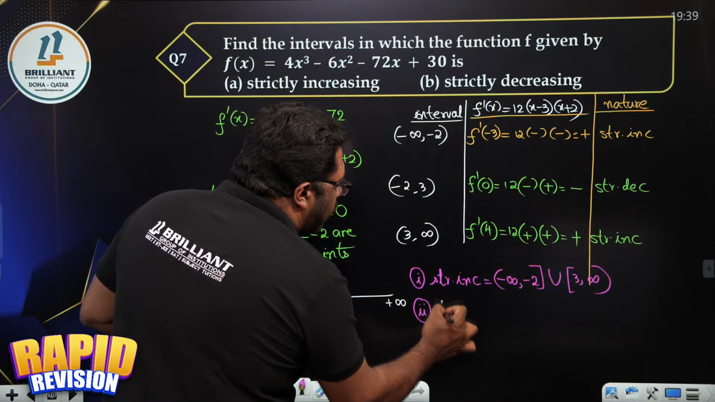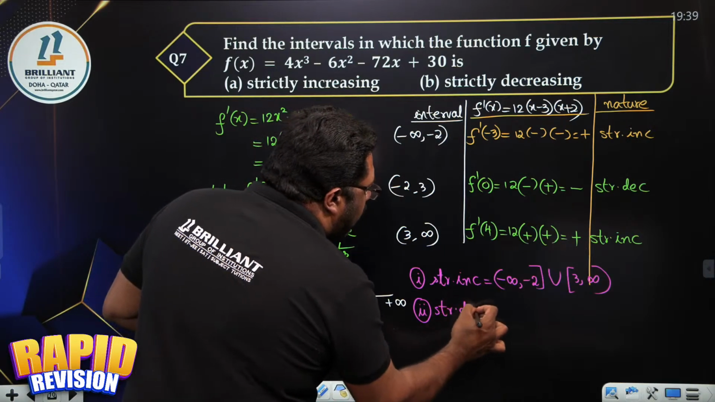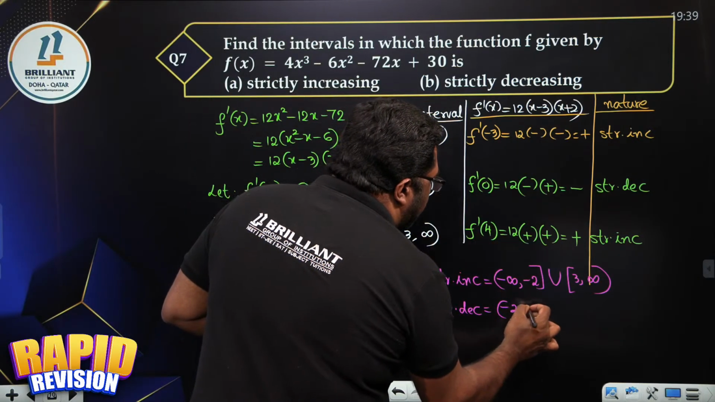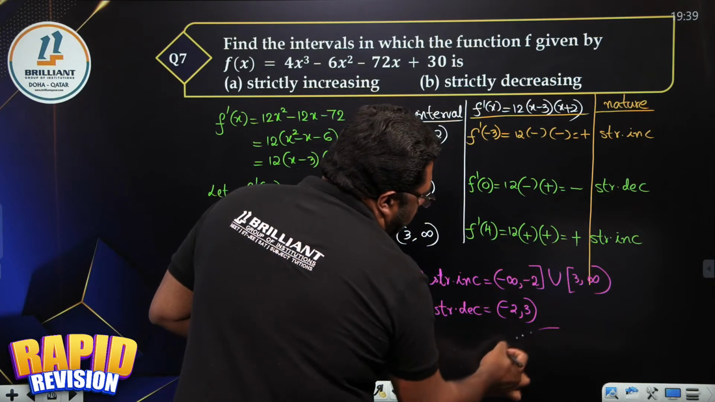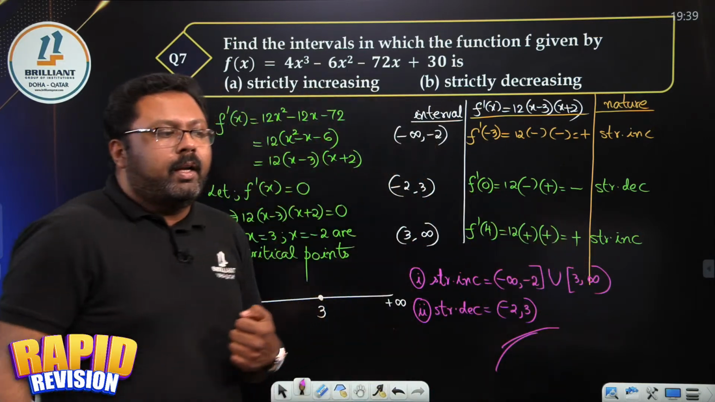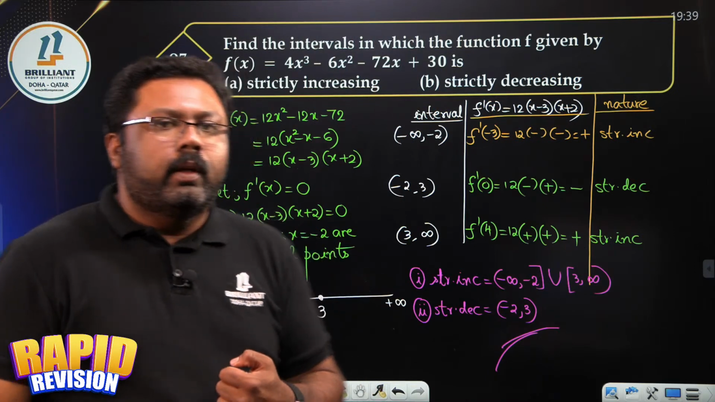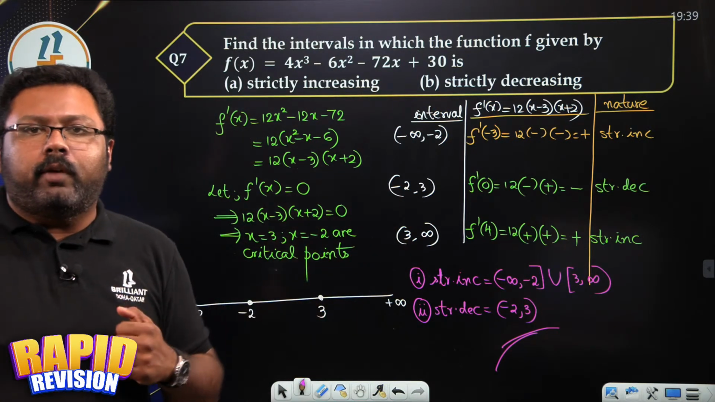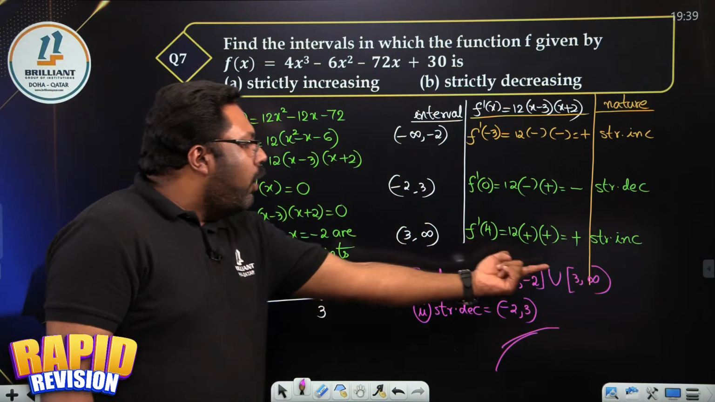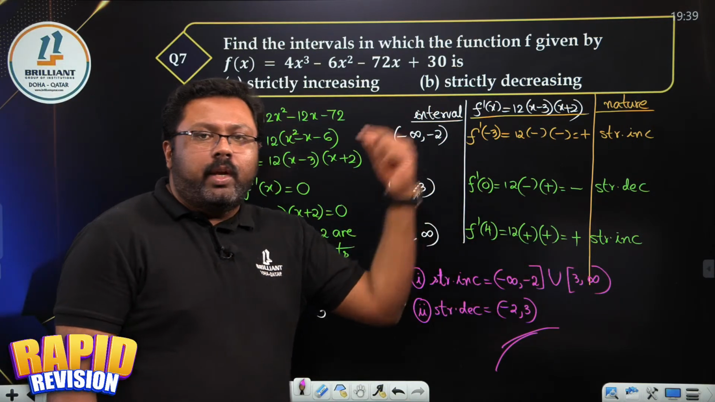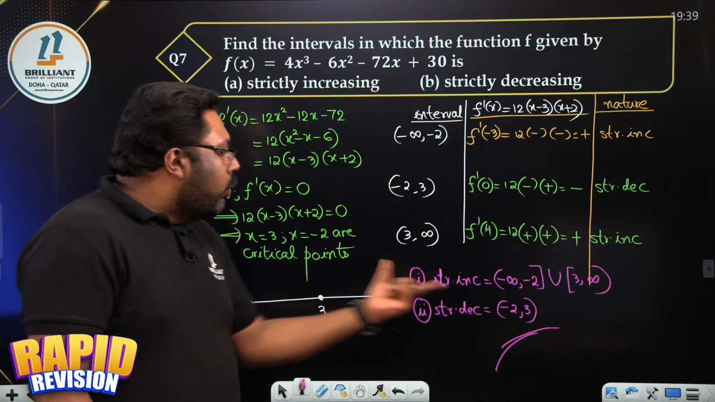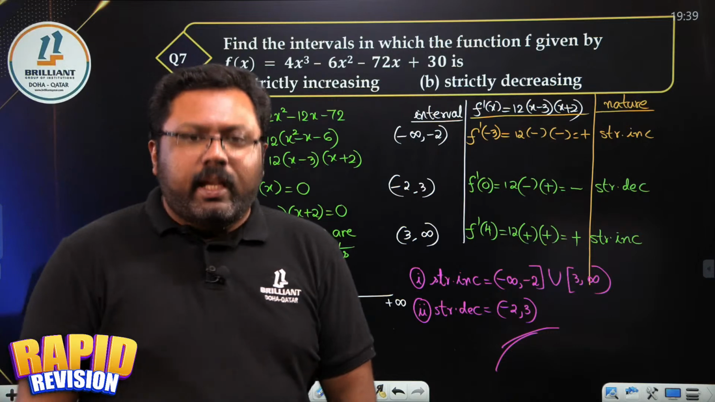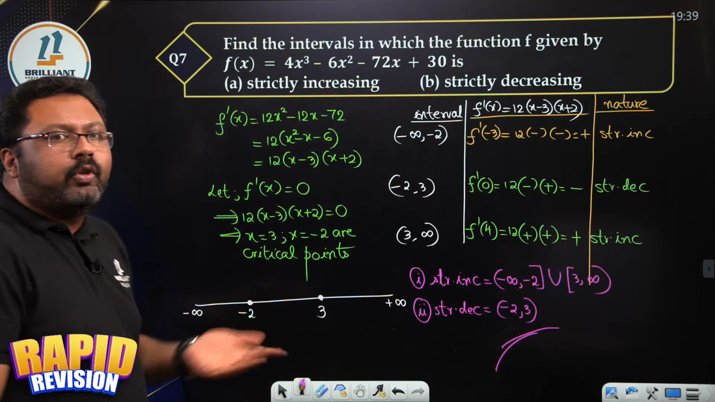Second one, strictly decreasing in the middle interval, minus 2 up to 3. Got it? So please write it like this if you want to get full marks. Two intervals of increasing, so write it as a union of those two intervals. And there's only one interval of decreasing, so write it separately. Okay? Easy question, basic question for 3 marks.